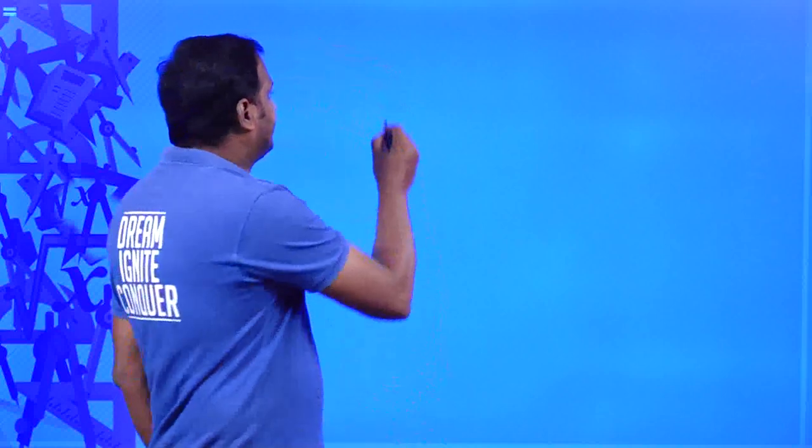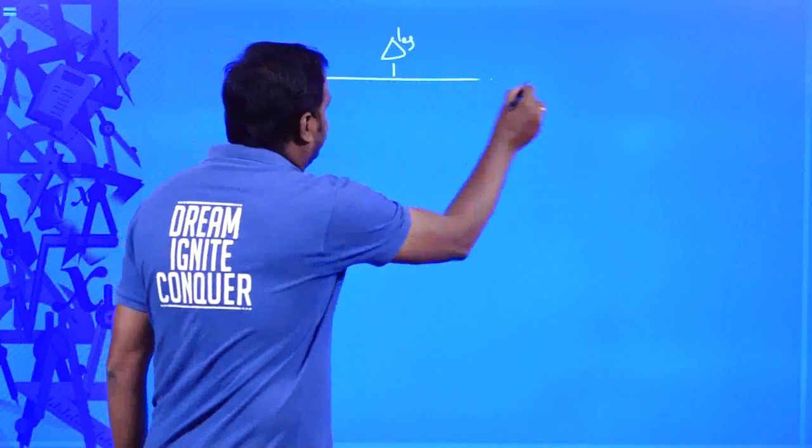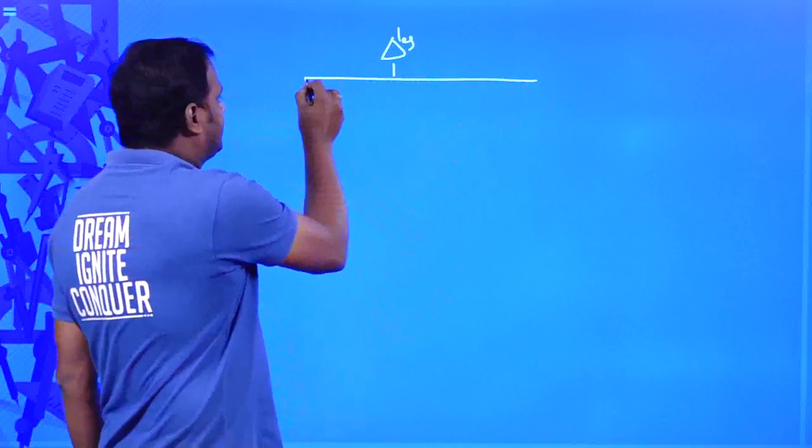Let us try to identify the types of triangles. You already learned from grade 7 onwards. So, can you tell me how many types of triangles are there? We should not start with the isosceles triangle, scalene triangle, equilateral triangle, obtuse angle triangle, all these things. But all the triangles are classified into two types. What are those two types of triangles?